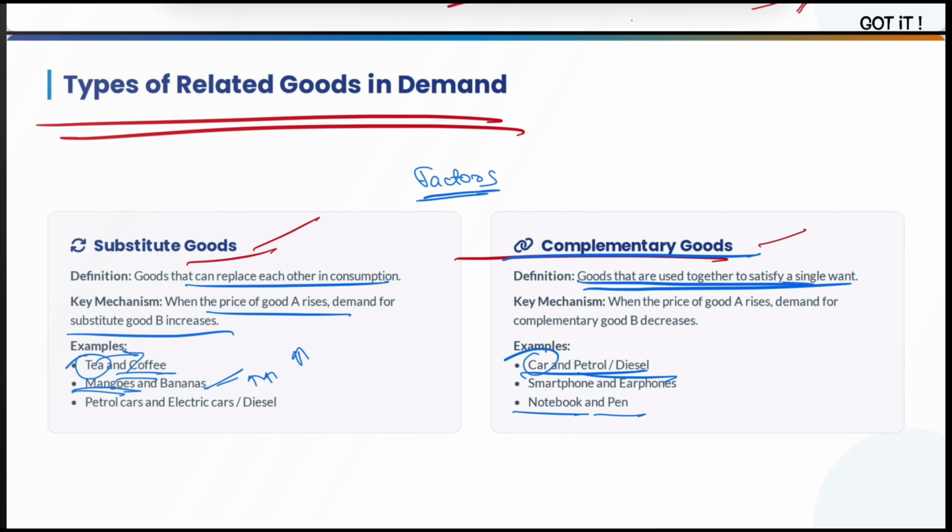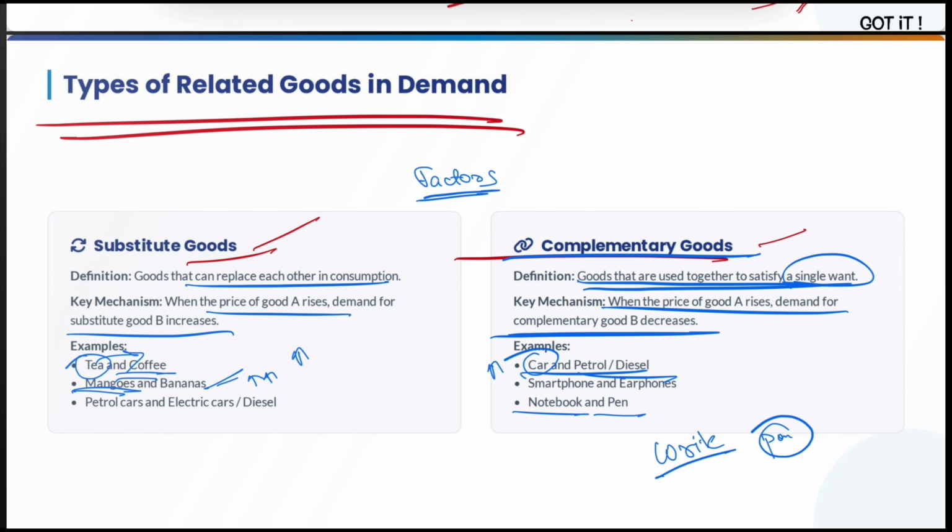So goods that are used together to satisfy a single want. In order to write, you need a notebook as well as a pen. So these both are complementary goods for you to satisfy a single want. So when the price of good A rises, demand for the complementary good B will decrease. For example, if the price of a car is increased considerably, then people would reduce buying cars. In relation to this, even the sales of petrol and diesel will also reduce considerably. So that is another thing which influences the demand of a product.